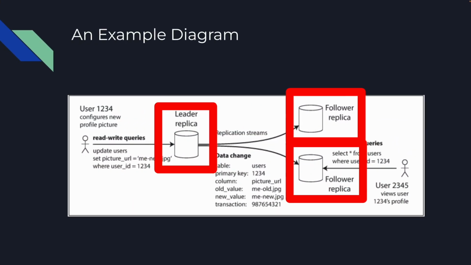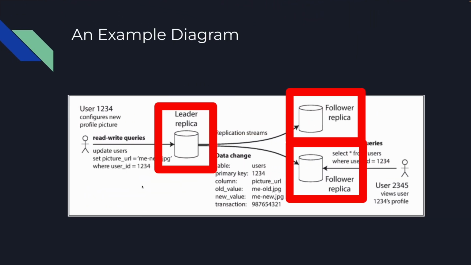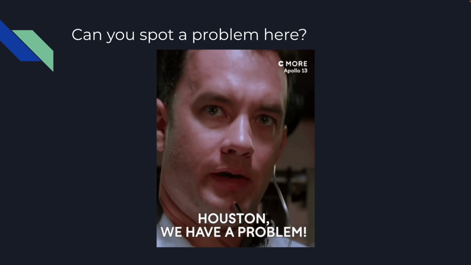So let's look at an example diagram. Here on the left, we have our master database, and on the right, we have our two followers. So any write requests that come in will always go to this master, and they will be replicated to the followers. The followers can never accept write requests, they can only accept read requests. So after the new data has been reflected in the followers, if a user queries for that new data, they'll get it. If they go to a follower that doesn't yet have the new data, they may get stale data. But can you spot a problem here?